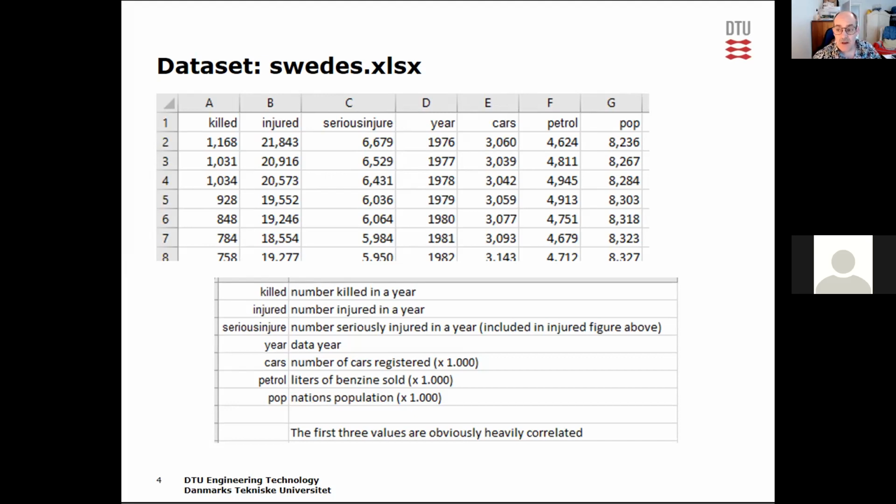And I would assume, I don't know this for a fact, that the serious injury data is part of the injured statistics. So there's injured, and then inside the injured, there is seriously injured. So there are essentially three response variables here. And then we have independent variables: the year, which is a time trend line, the number of cars registered, the amount of benzene that's been purchased, and the population.